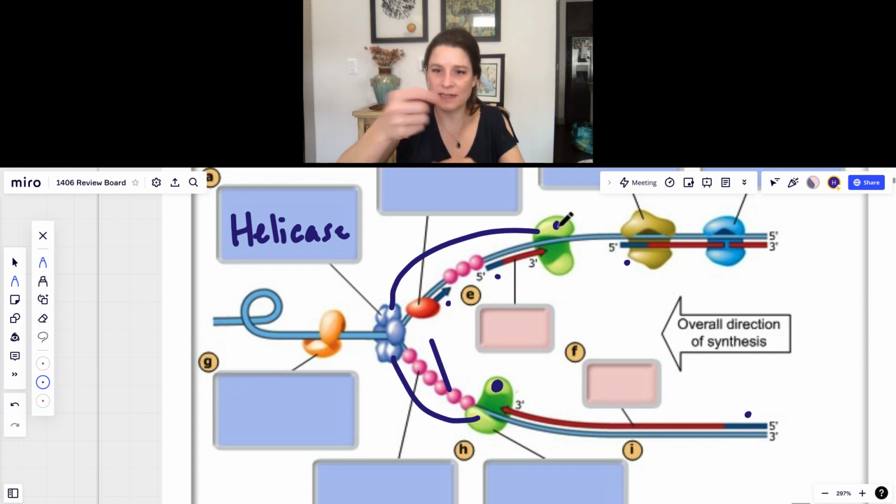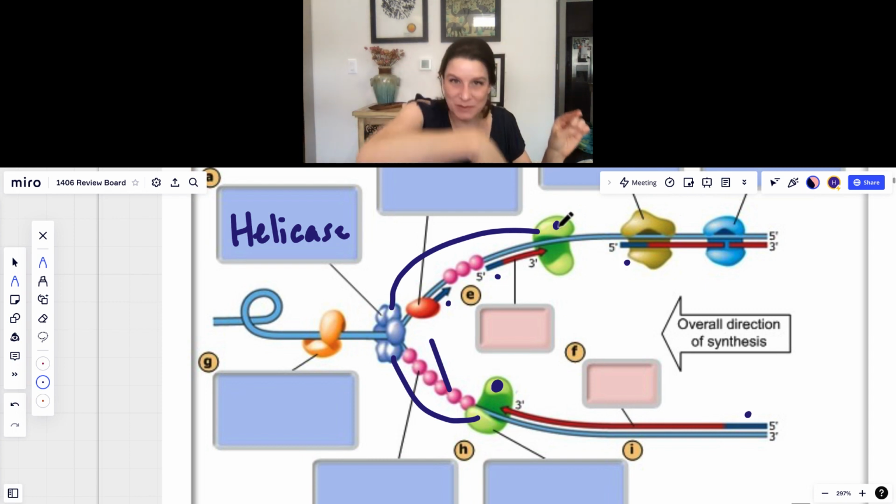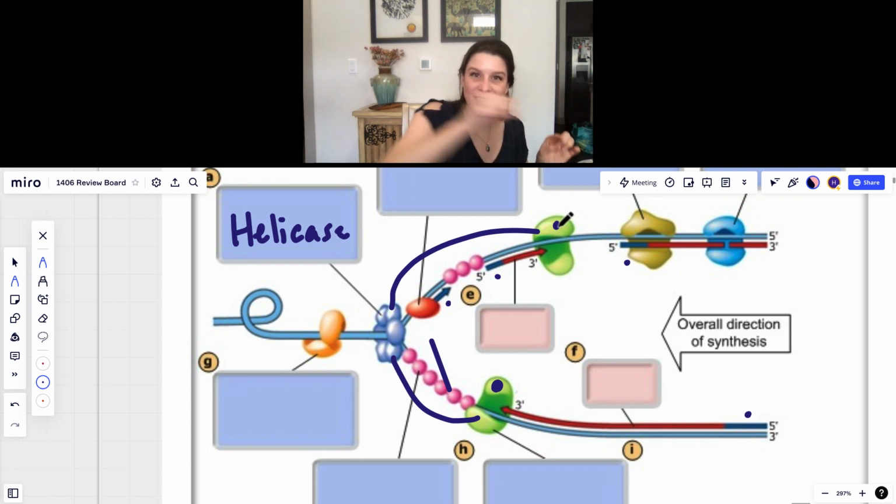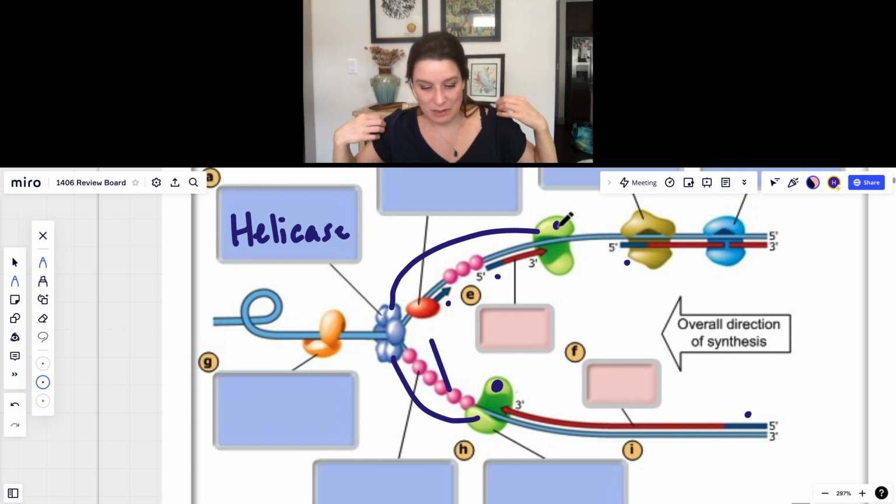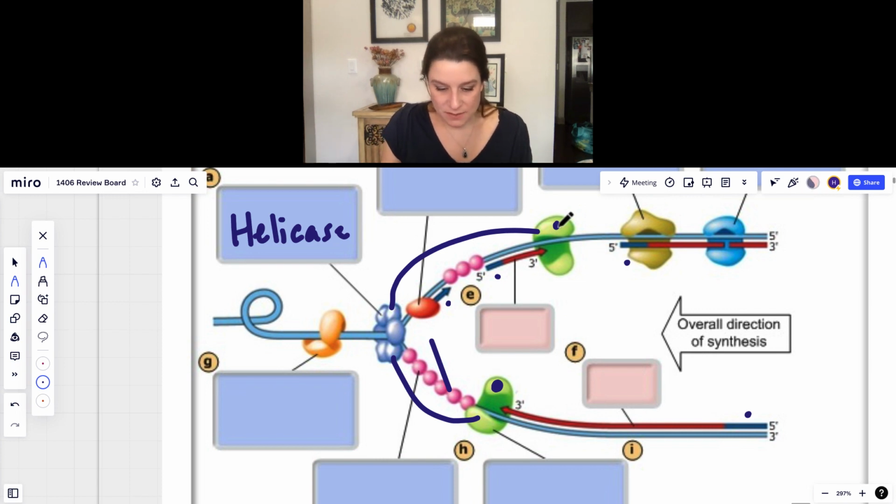It's sort of like if you've ever backstitched. I don't know if you've ever sewn, but you go up, down, and then you come up behind the first stitch and you go down in the hole you made. You come up behind the second stitch and go down in the hole you made. It's like this idea. So that's the leading and lagging strand and why that happens.